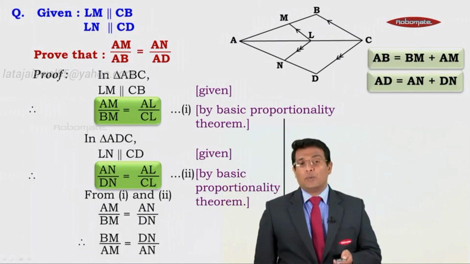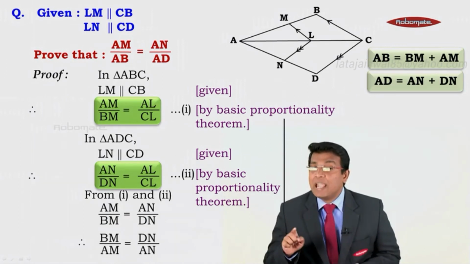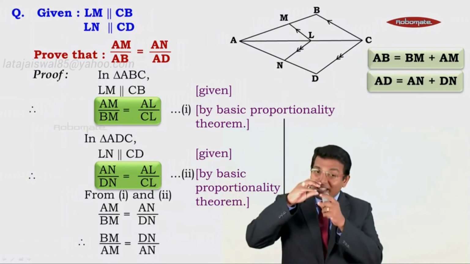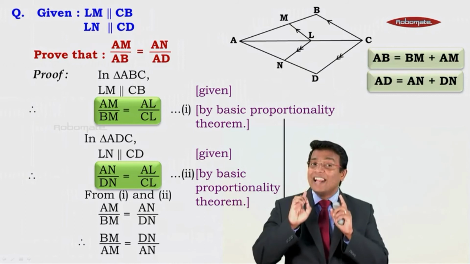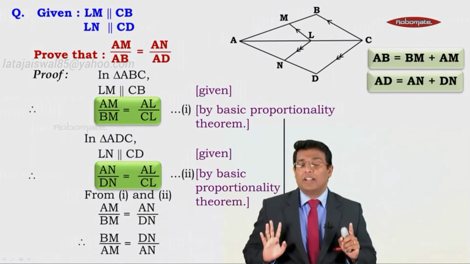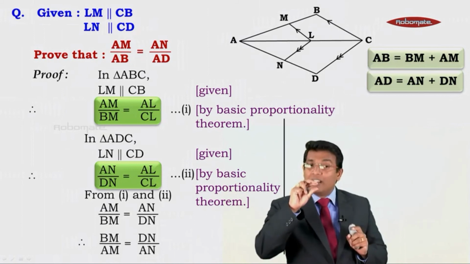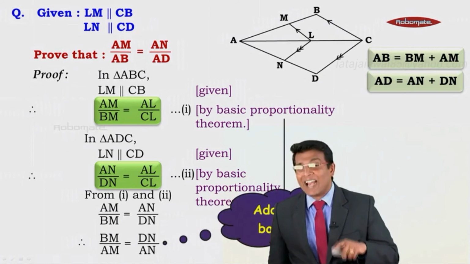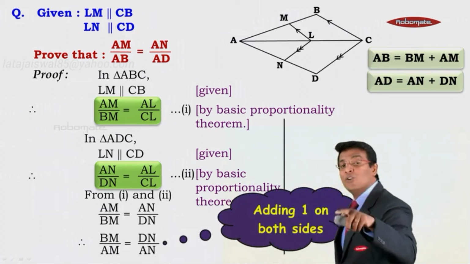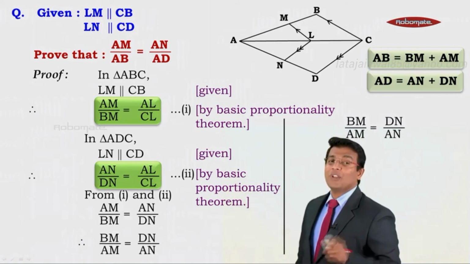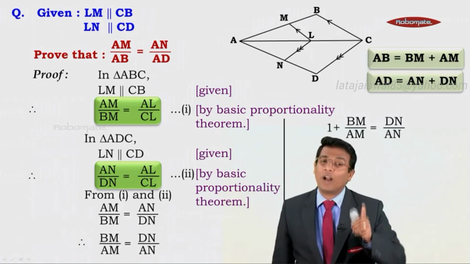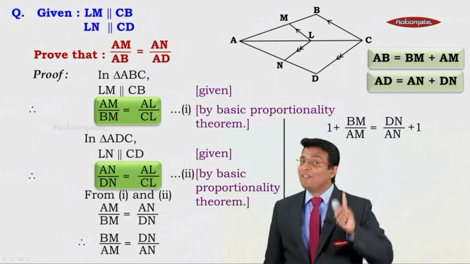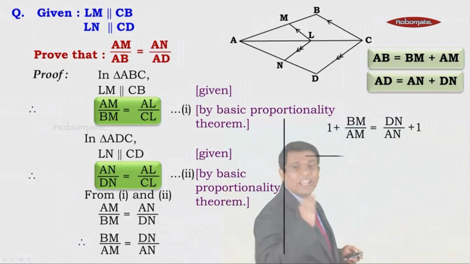So now we have to work on the numerator. We want BM plus AM in the numerator. When we get BM plus AM, then only we will get that AB which we require. Remember that. And on the right hand side also, we want DN plus AN. This can only happen when we add 1. For that, what we need to do is add 1 to both the sides. So see what happens now. In this equal ratio, if we add 1 to the left hand side and add 1 to the right hand side, now we will be able to take the LCM and we will get what we want. Observe very carefully now.